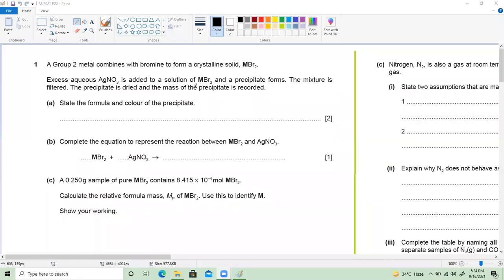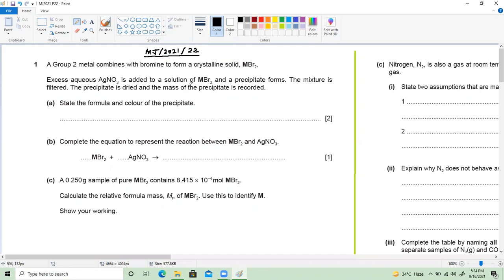Give it up. So take a look at this first one, the first question from it. It is the May June 2021 exam, and this is paper 2, variant 2. Take a look at the first question.